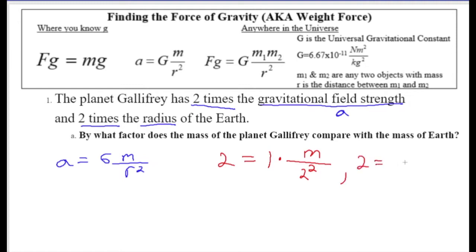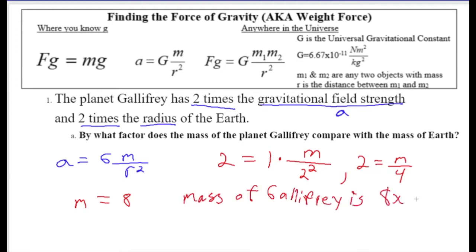We get 2 is equal to m over 4. Solve for m, we multiply 4 over, and find out that the mass of this planet has to be 8 times the mass of the Earth in order for this to make sense. So I'll go ahead and write that here, saying mass of planet is 8 times the mass of the Earth. All right, and then there's our first problem. Let's go ahead and look at our next one.